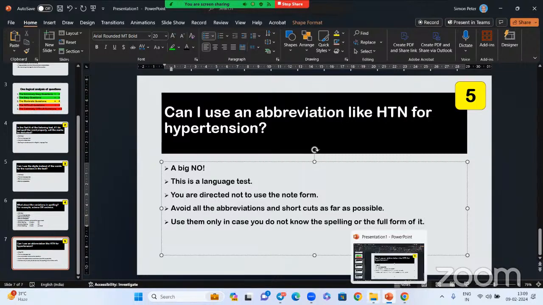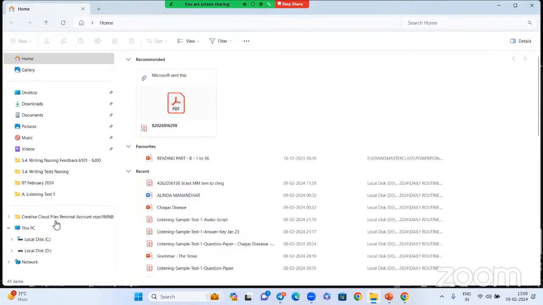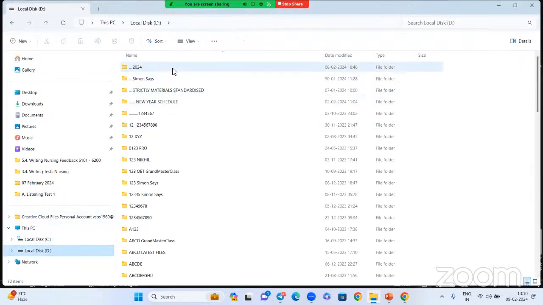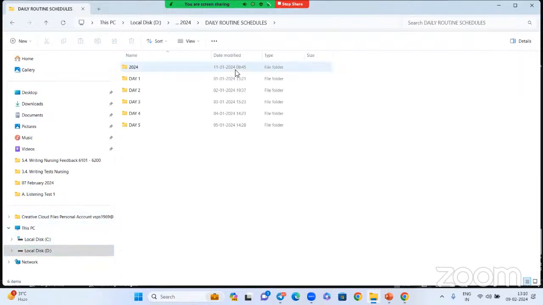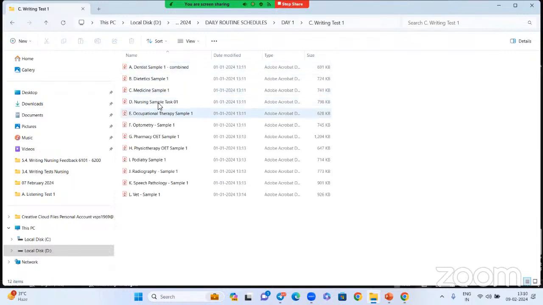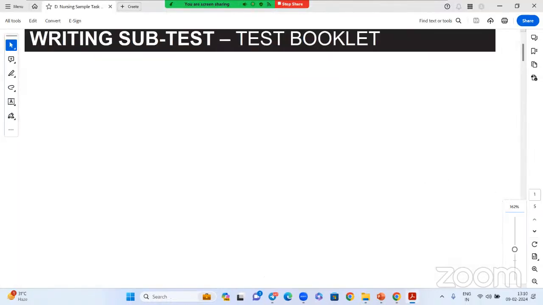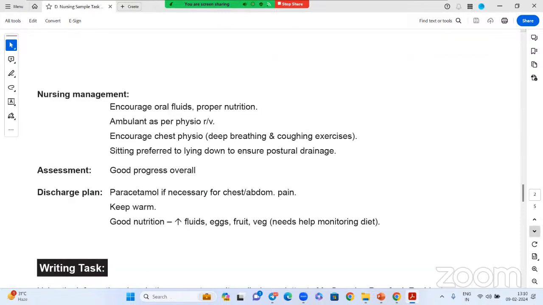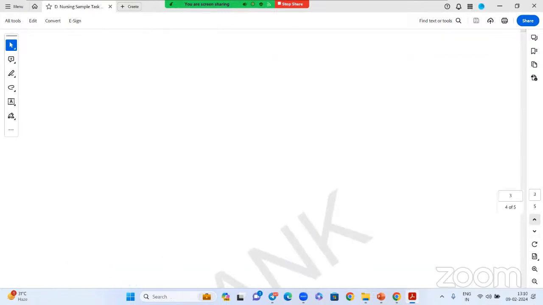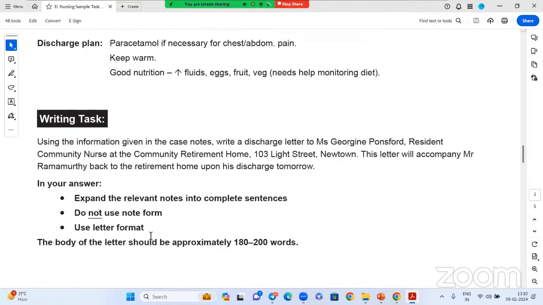Now let me show you. It is very clearly mentioned in all the case notes and in all the letters. Writing test. Let us take nursing, Task 1. There is no need to ask this question, first of all, because it's very clearly mentioned: do not use note form. It is bold and underlined. Not is underlined also.